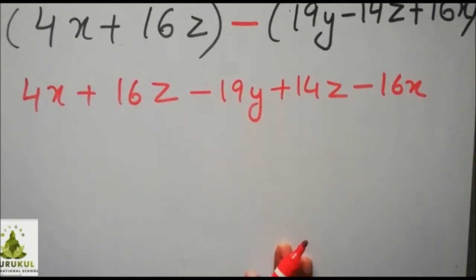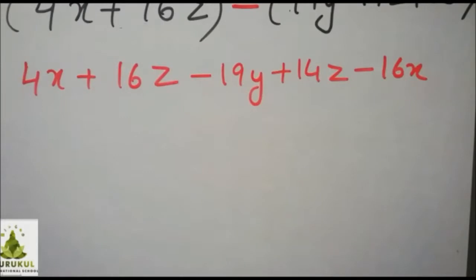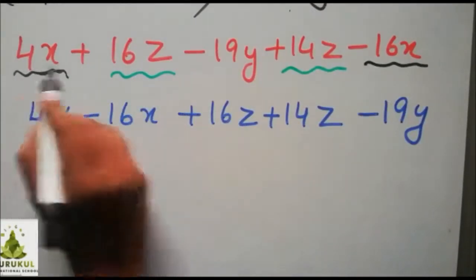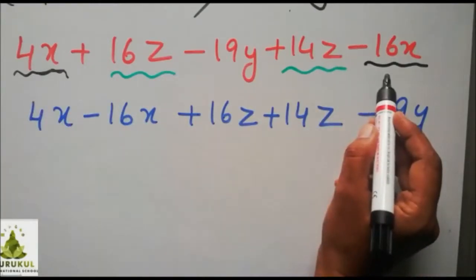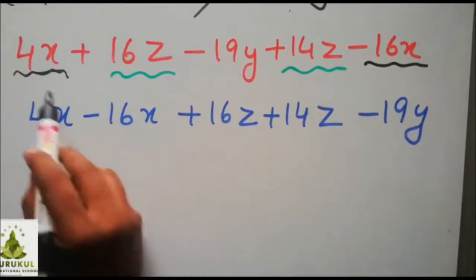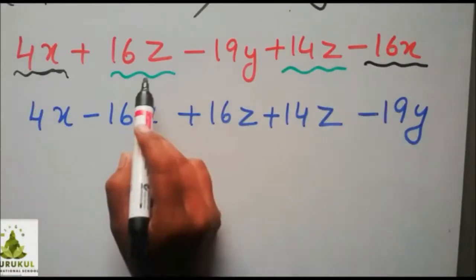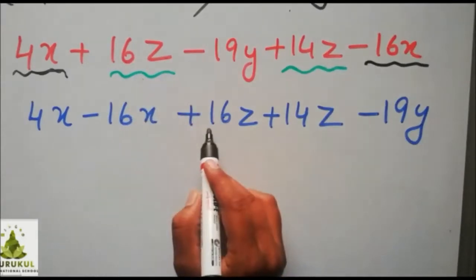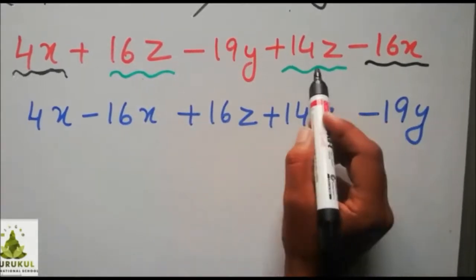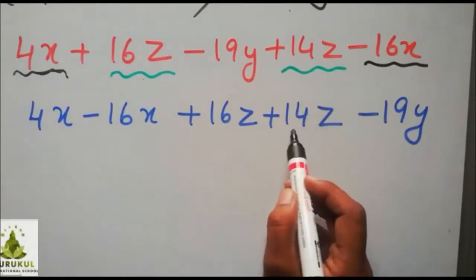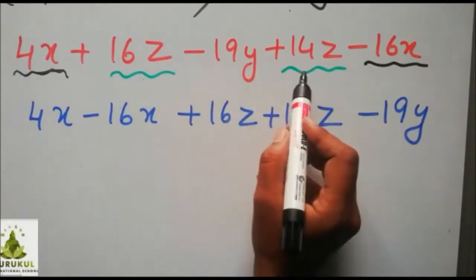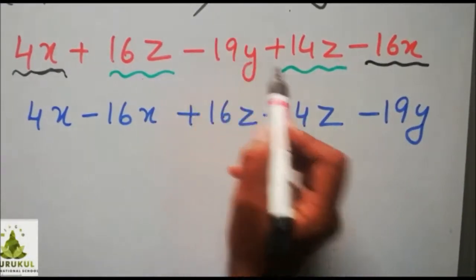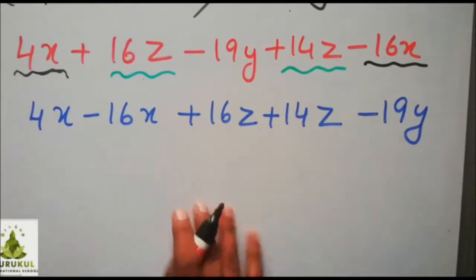Now group all the like terms together. I have grouped all the x terms together. Here 4x and here minus 16x, both are like terms, so I group them together. See, with the same color I have marked them. Now I have to take the z terms. Here it is plus 16z, and here it is plus 14z. So we group these two together. But what is remaining alone? The y term is remaining alone. So minus 19y as it is I wrote here. Now do the calculation for this.